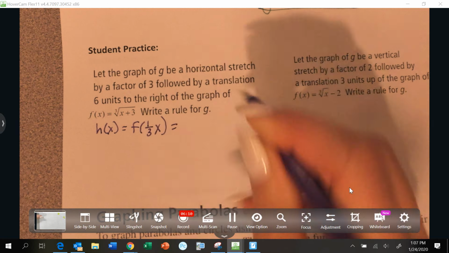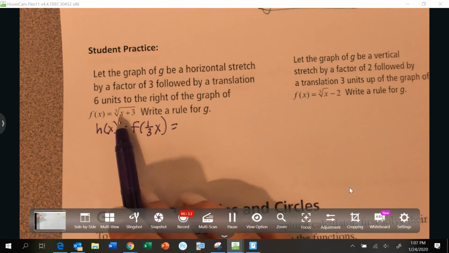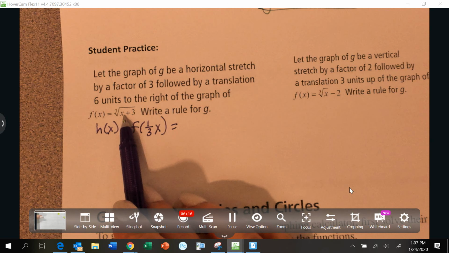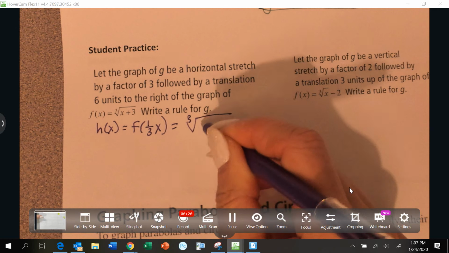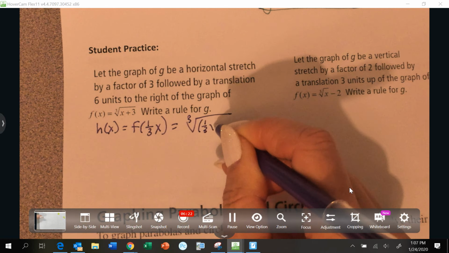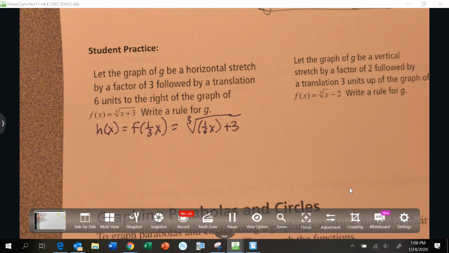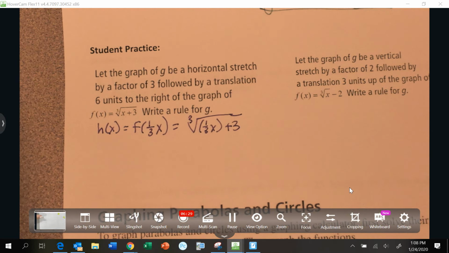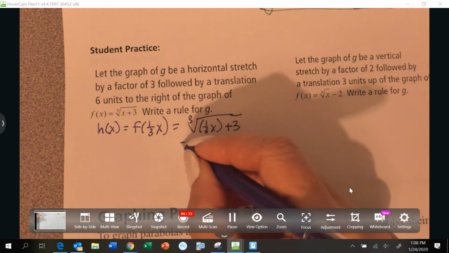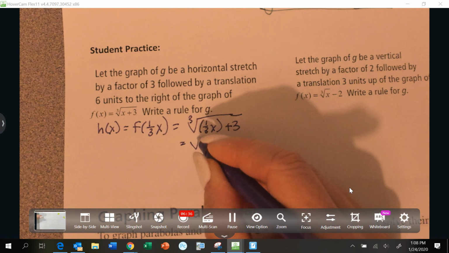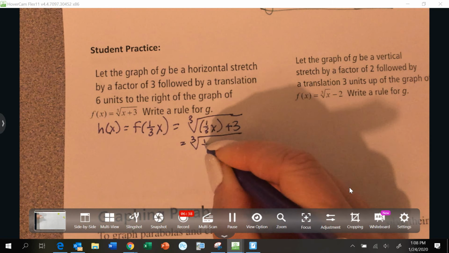In this f equation, wherever I see an x, which is only one place, I'm going to replace x with 1/3 x. So h of x is cube root of parenthesis 1/3 x plus 3. Not really anything to do other than get rid of the parenthesis, which I ended up not needing.